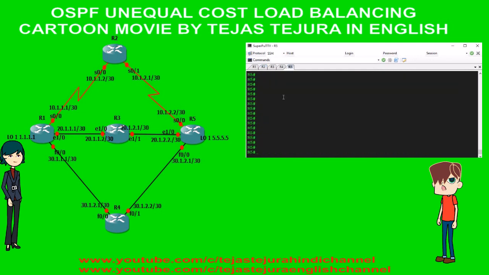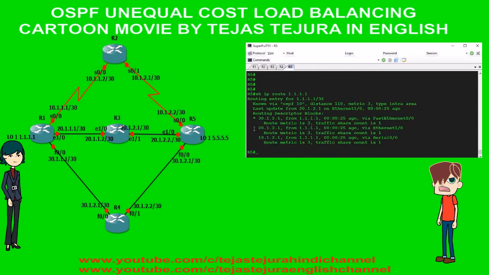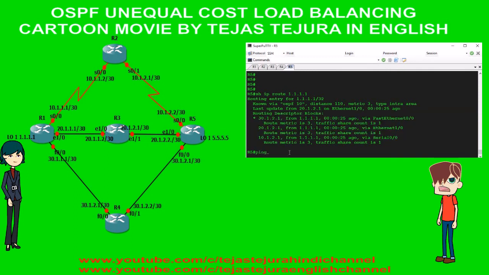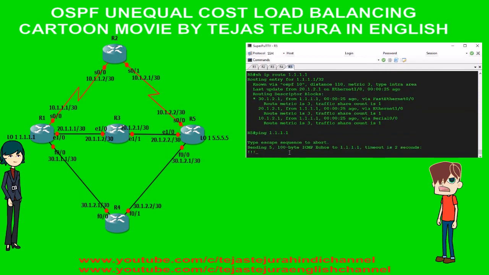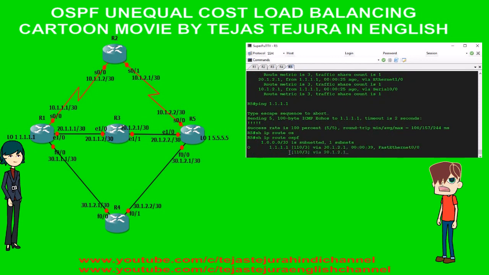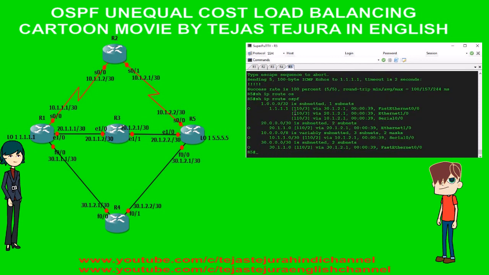Now I will verify it. You can see that it is also showing three equal paths from R5 to R1. We will check it via ping also. See, ping is also reachable. This is how we can convert unequal cost into equal cost and make load balancing in OSPF.